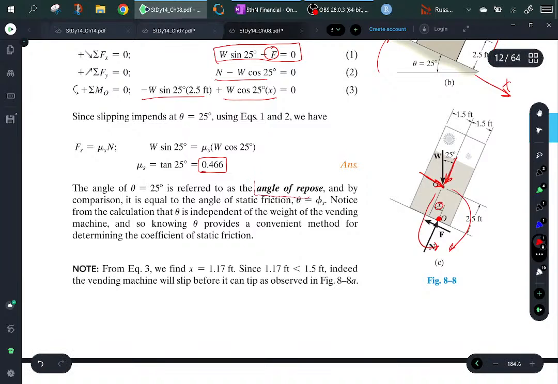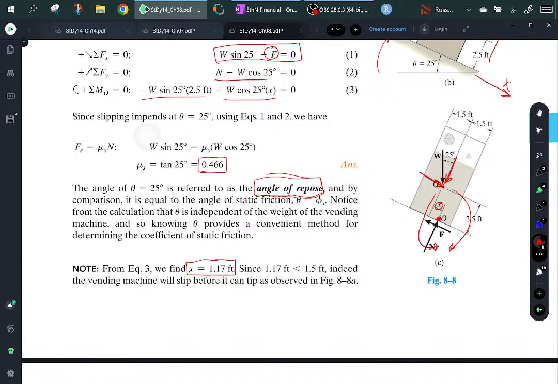I don't know that it's that important to memorize that. He's darkened it here, but I don't think you need to memorize it. Then you have to take that and shove it back in there. You find that X is equal to 1.17.